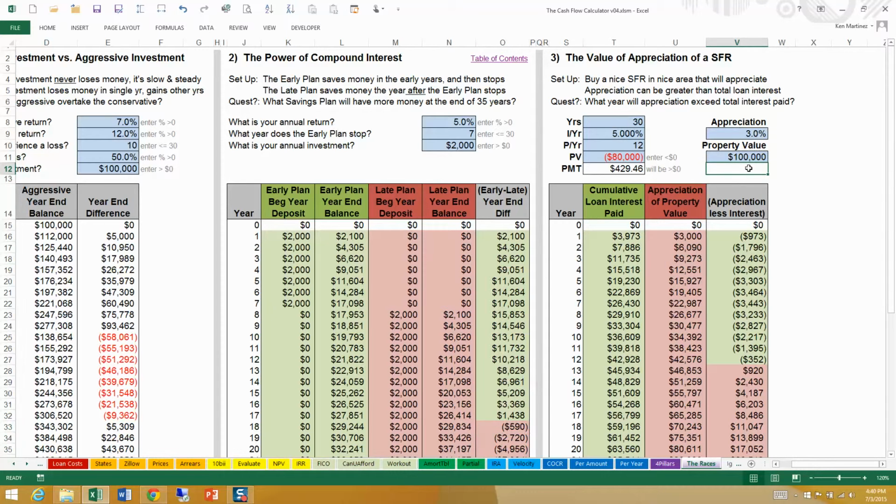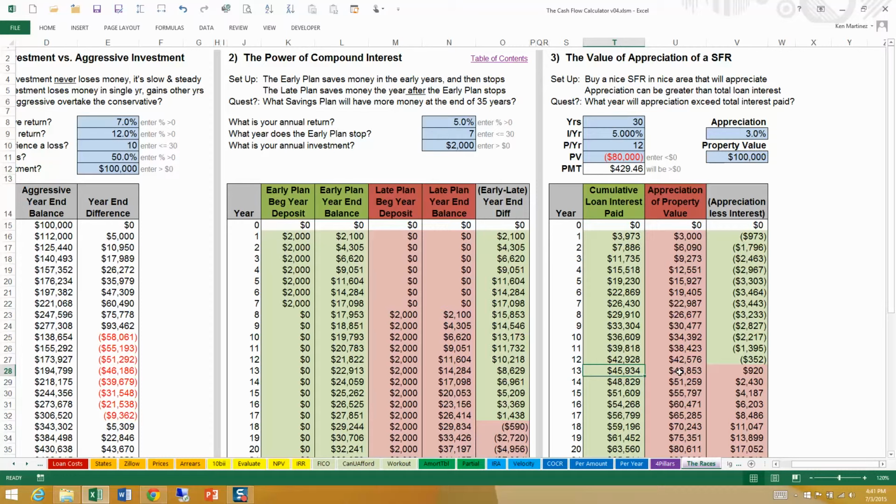Over here on our last scenario, on the value of appreciation of a single-family residence. And so hopefully you have a nice property, or maybe your own property. It's in a nice area in a nice neighborhood, and so you're going to factor in appreciation of 3%. And just for this example, I'm just saying the house is worth $100,000, and here's your loan parameters. So you can see how much interest you're paying every year, and then the value of your property appreciation, how much is the appreciation. And so in year 13, what's interesting is that you actually have more in appreciation than you've paid in interest.